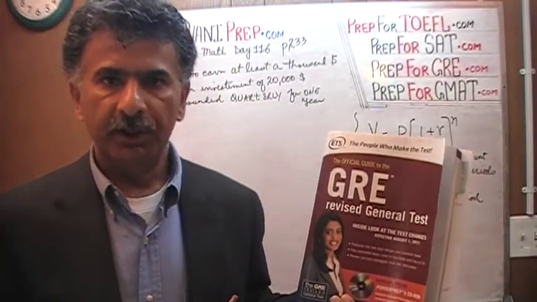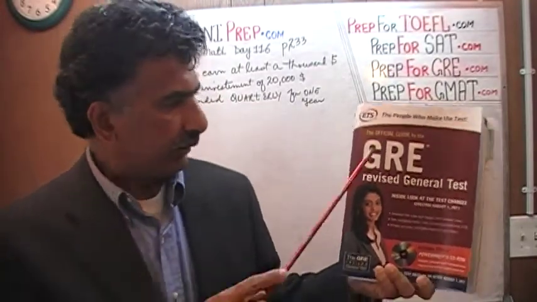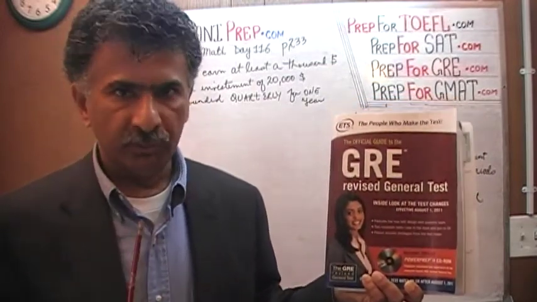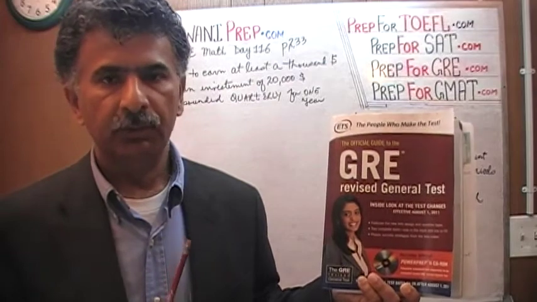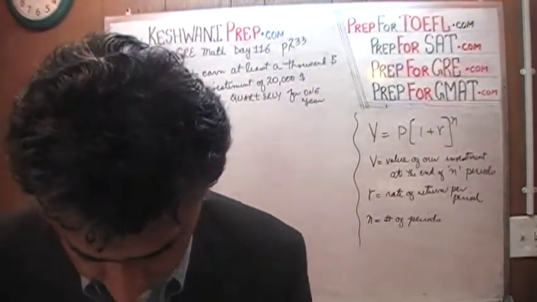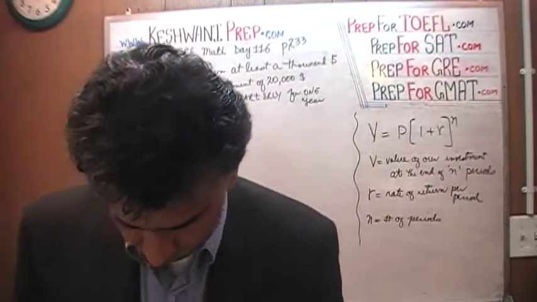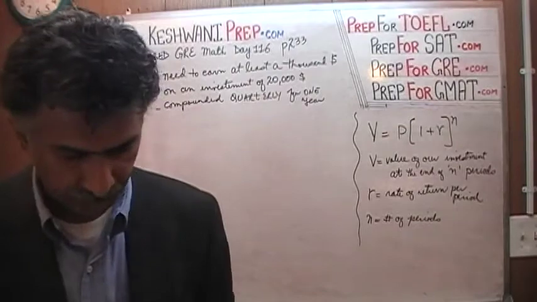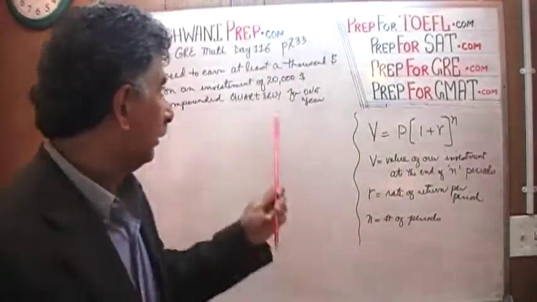We are here because we want to prepare for the GRE. We have been solving GRE math problems out of this book, the Official Guide to the GRE, the revised edition. If you do not own this book already, purchase one immediately. You're going to need it. The problem that we are about to solve is the one that you will find on page number 233. And today is our lesson number 116.